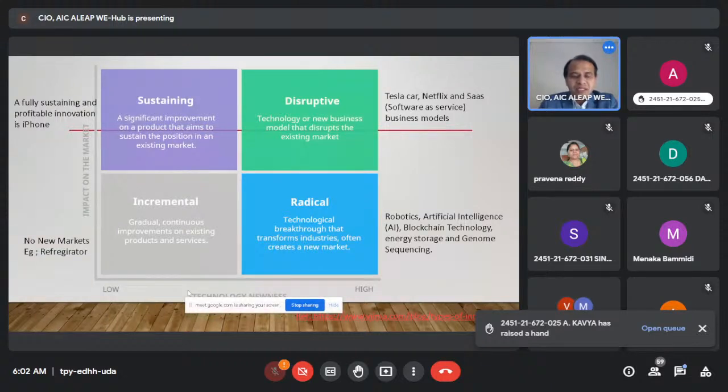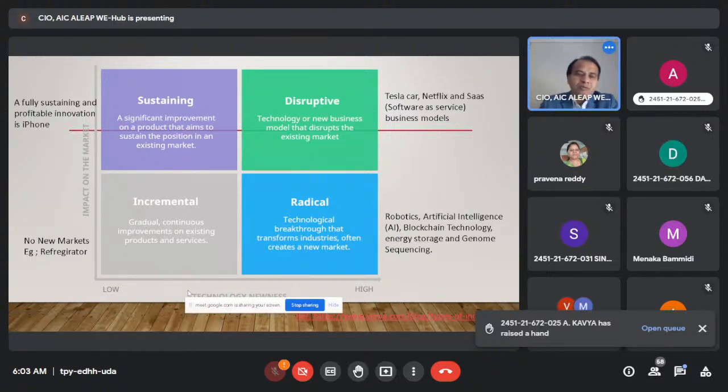Incremental innovation, the best example I will give you is the refrigerator. You have seen refrigerators that work on one principle, the Carnot cycle, which is a thermodynamic principle. The same refrigeration principle has been used for nearly 100 years. There is no company which has come up with an alternative to refrigeration. We use the same cycle.